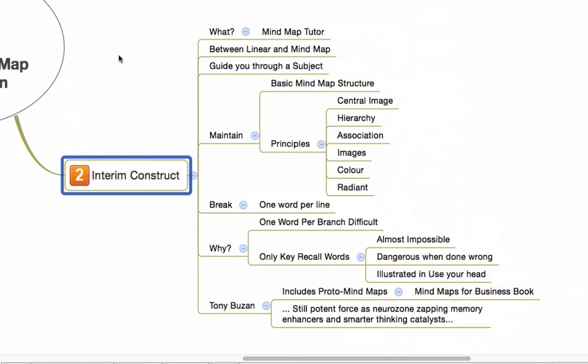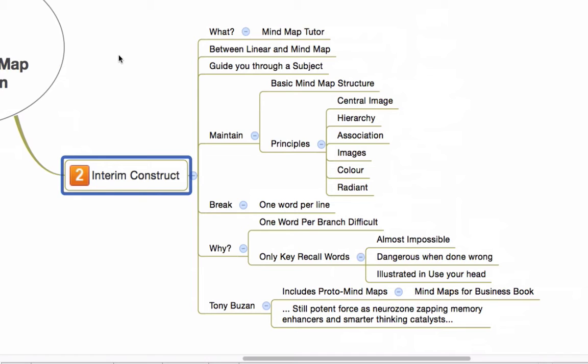When I tried to create mind maps with only key recall words on it, I found it almost impossible to do in the first place, and I also found it very dangerous when I got it wrong, because it could actually recall the incorrect information. And this was also illustrated in Tony Buzan's book, Use Your Head, when he warned us against choosing the wrong recall words because it will actually get you to recall the wrong information.